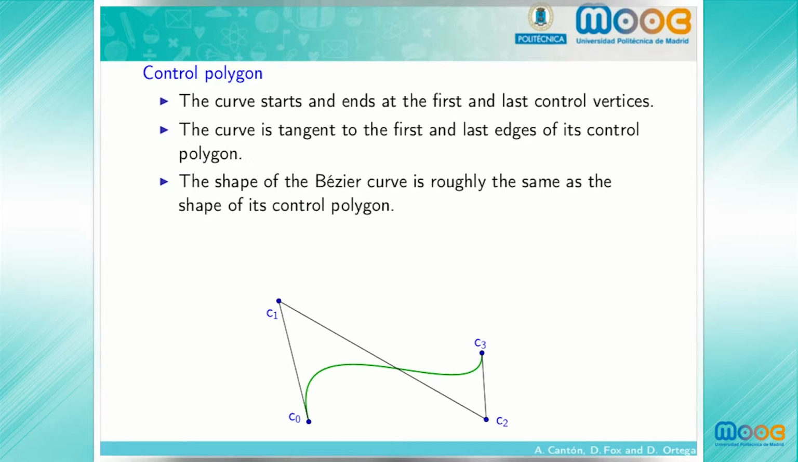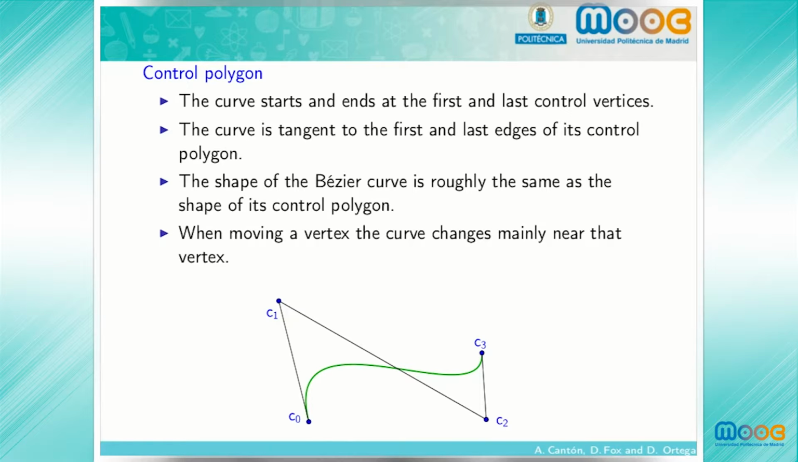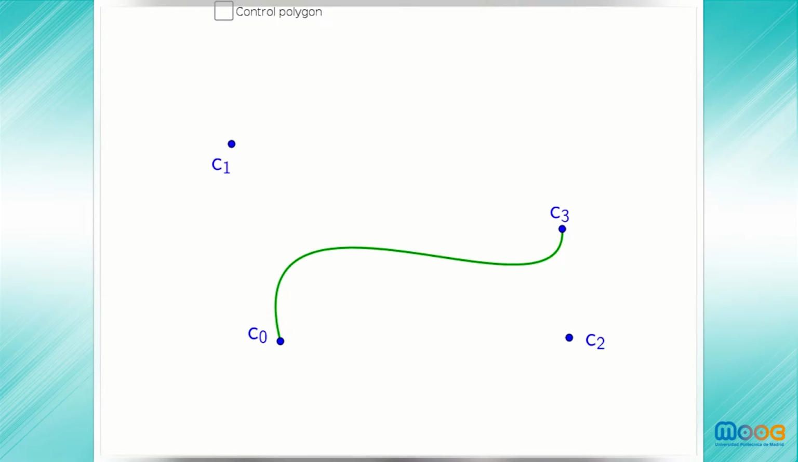The shape of the Bezier curve is roughly the same as the shape of its control polygon. We can see that this is the control polygon, and basically the Bezier curve follows the same shape in a smoother way. And finally, when moving a vertex, the curve changes mainly near that vertex. So here we are going to move the vertex C2 and we see how the curve has changed its shape, but mainly near C2.